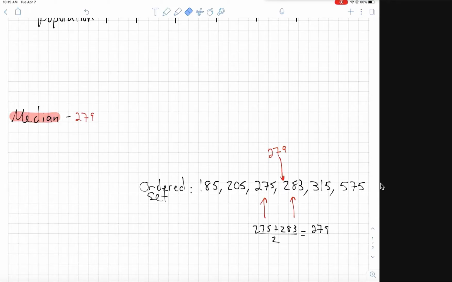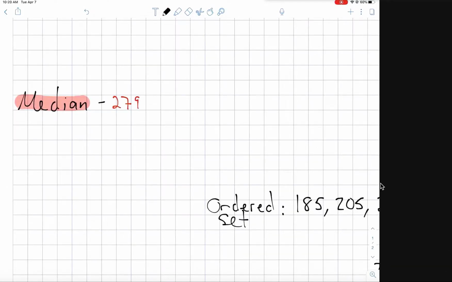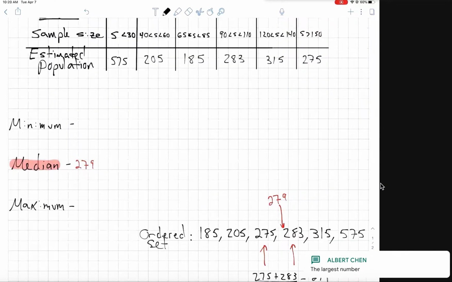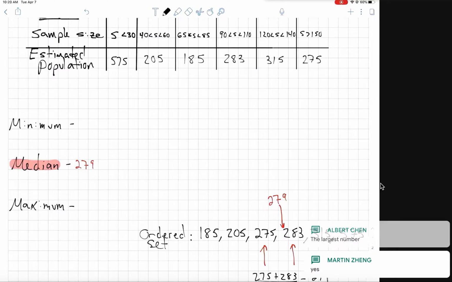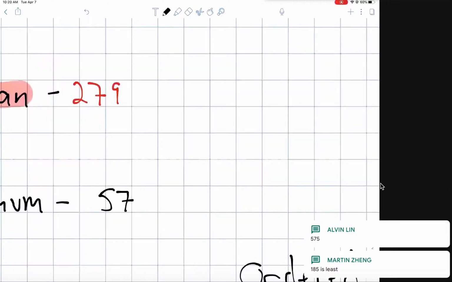What should we do next if we want to construct the box plot? Find the maximum and minimum? Yeah, we could do that. Let's find the maximum and minimum. What's the maximum? Largest number, so that's 575. Minimum is 185.